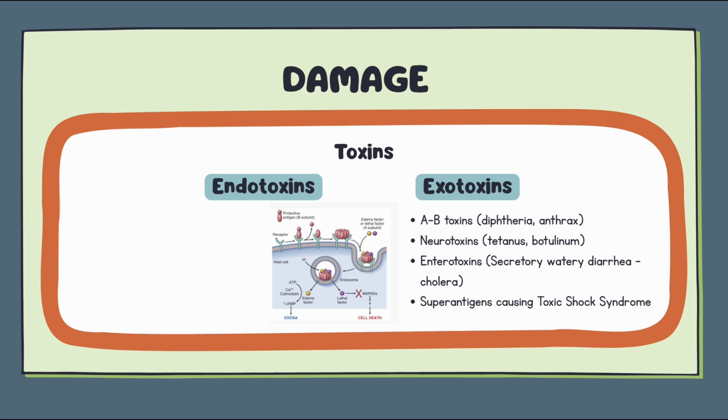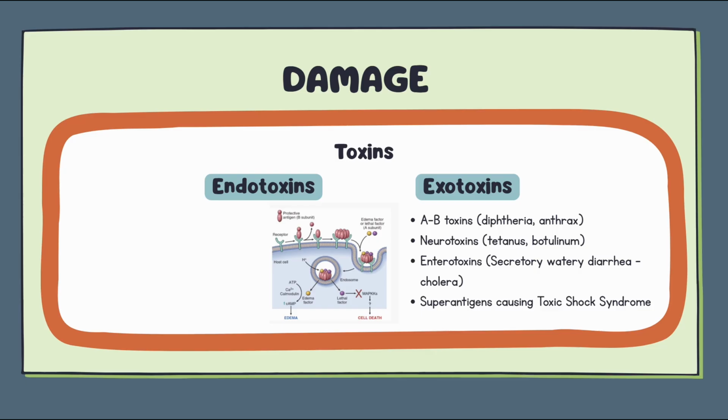diphtheria and anthrax. And in AB toxins, the B component binds, so B binds to the host cell, as we can see here, and allows the toxic active component, which is the A component, to enter into the cell. So this A component causes cellular damage, and once inside the cell, the toxin produces two factors. It produces edema factor, which leads to edema, and produces a lethal factor, which leads to cell death.